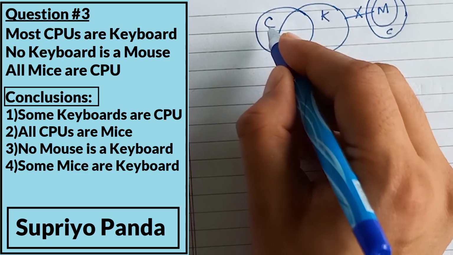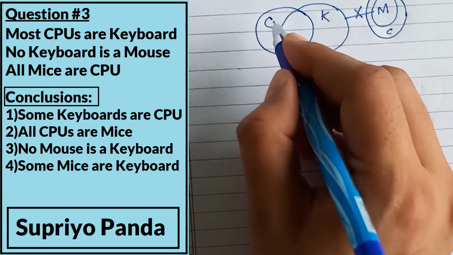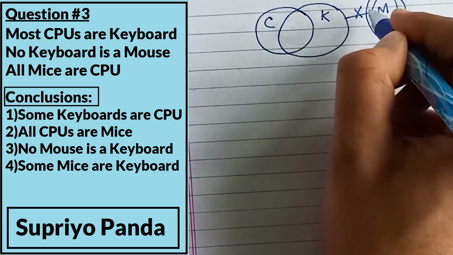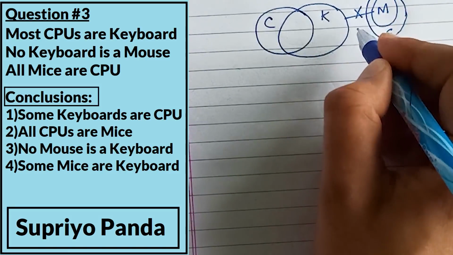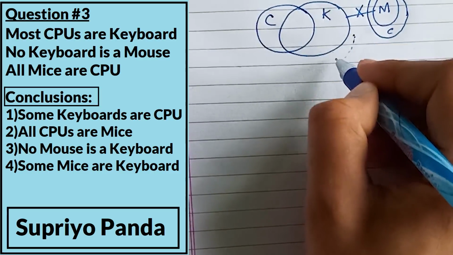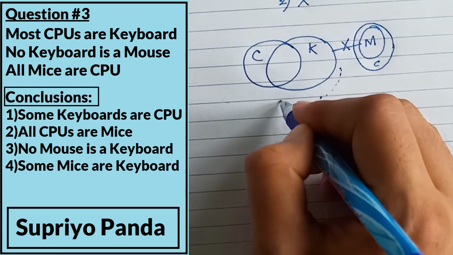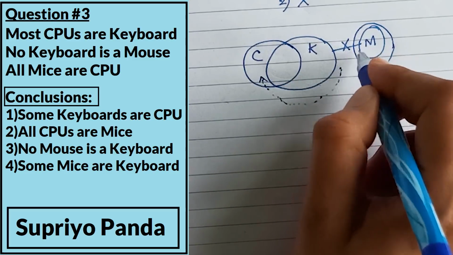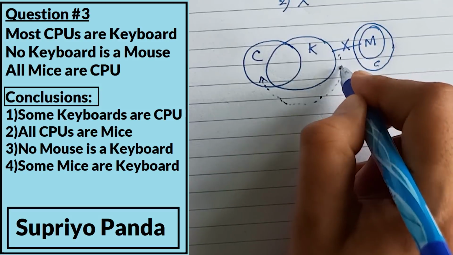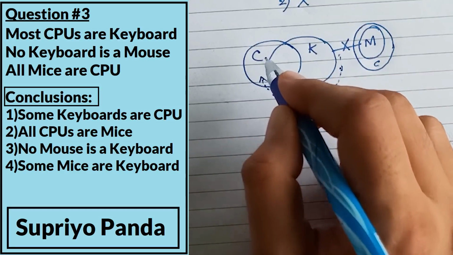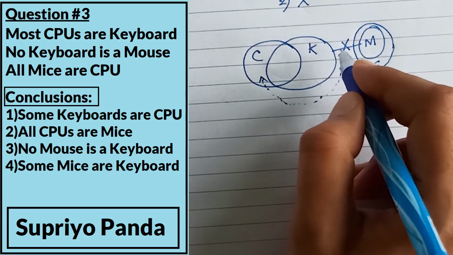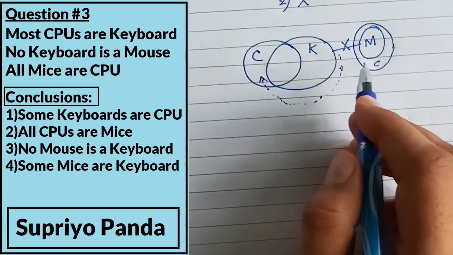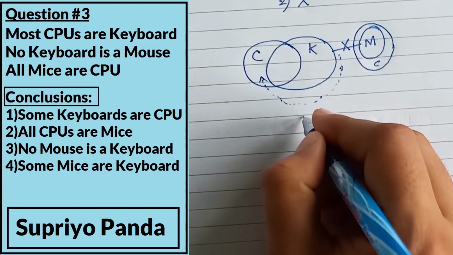This C also stands for CPU. So, to represent all mice are CPU, you can think that this entire thing you are just rotating, so you are just rotating this over here. You can think about that this M that you can see, you can just rotate this with that lever and this is actually inside of C. So this is something that you can represent in this way, but even this will be okay in your representation. Now coming to the conclusions.